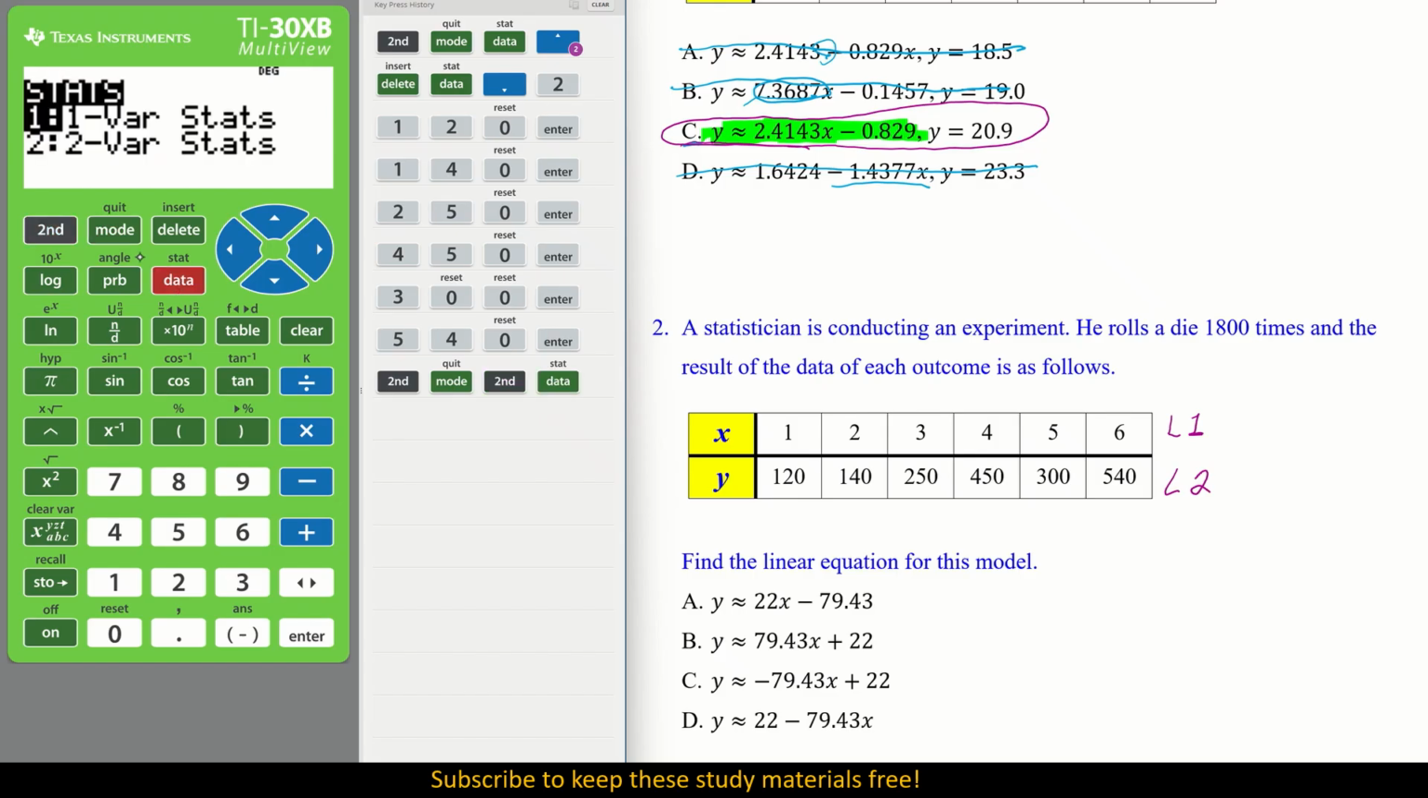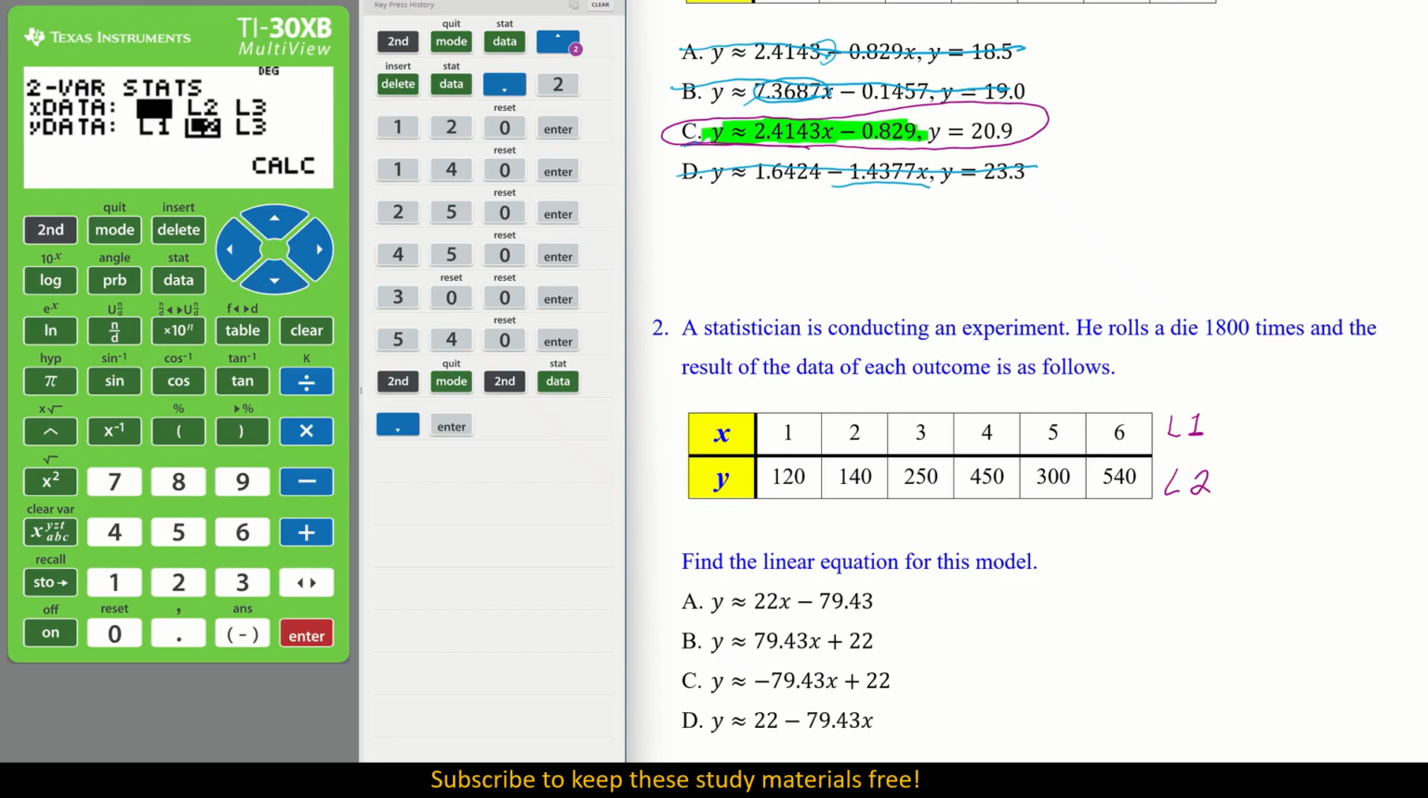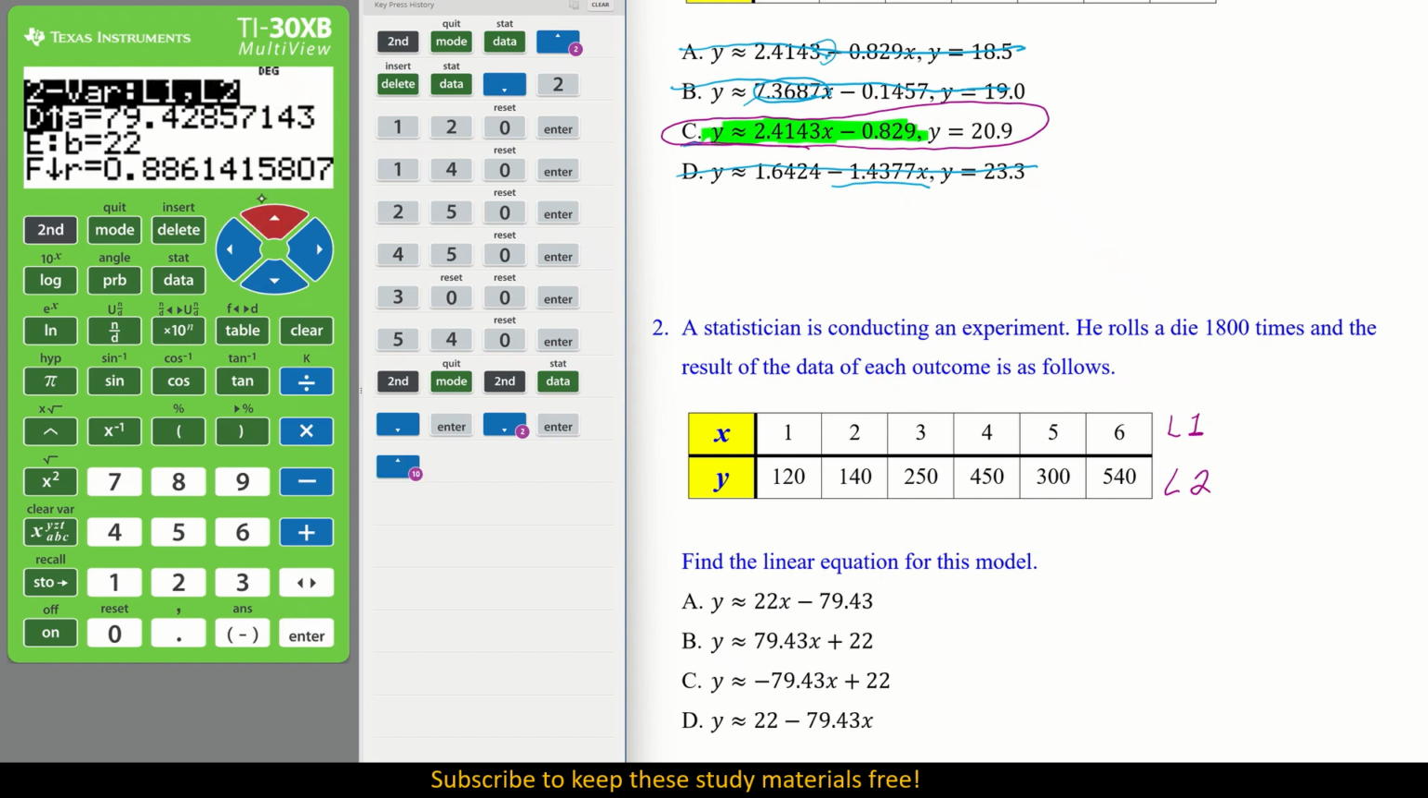Now go second data. And we want 2 variable stats, which is what we have here. Okay. Now push enter. And we have populated L1 and L2, which is correct. Let's go down and enter that. I'm going to arrow up until we get to our A and B. And there we go.